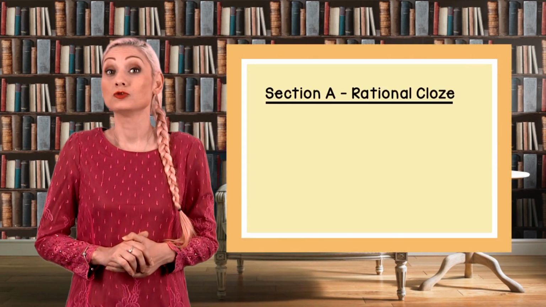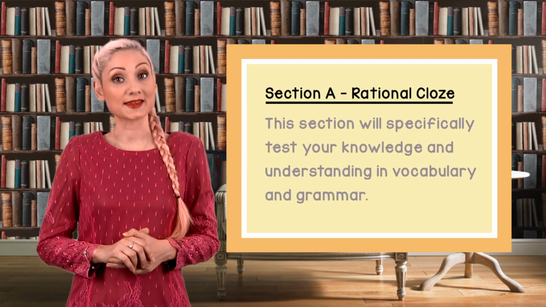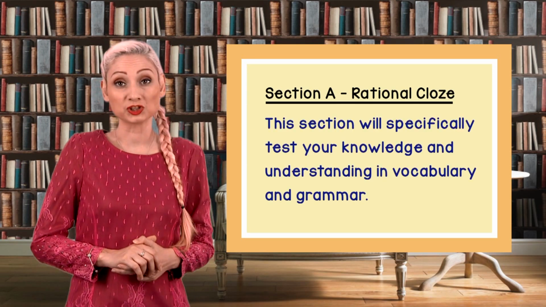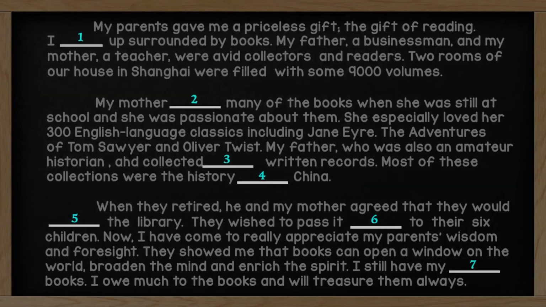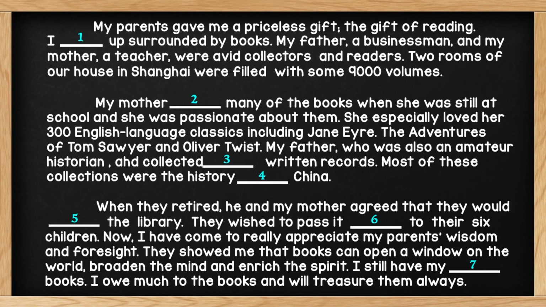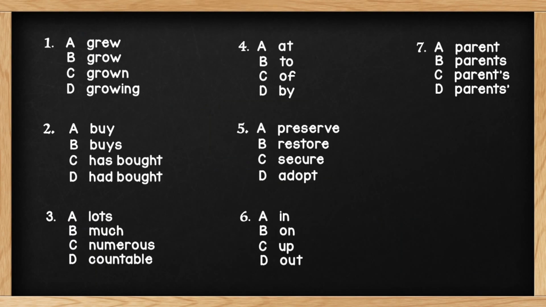Your knowledge of the simple past tense will become handy when you want to answer Section A, Rational Clause. This section will specifically test your knowledge and understanding in vocabulary and grammar. In the rational clause, you will be given a short text. There are 7 blanks in the text. You have to fill in the blanks with the correct answer. The answers will be presented in multiple choice form. So you have to choose your answer from the list of the words given.